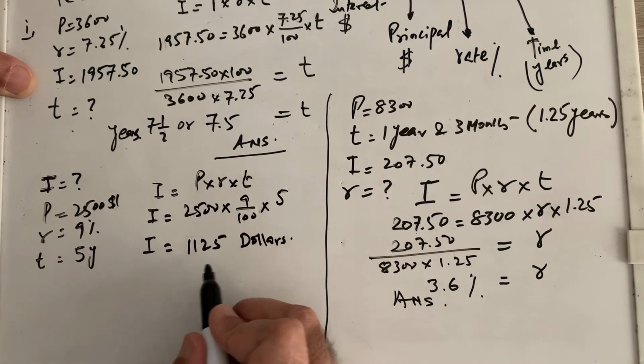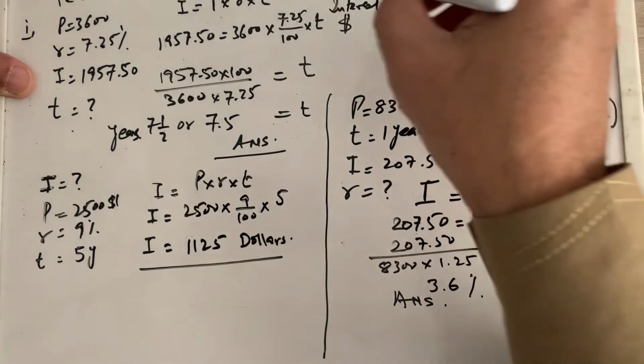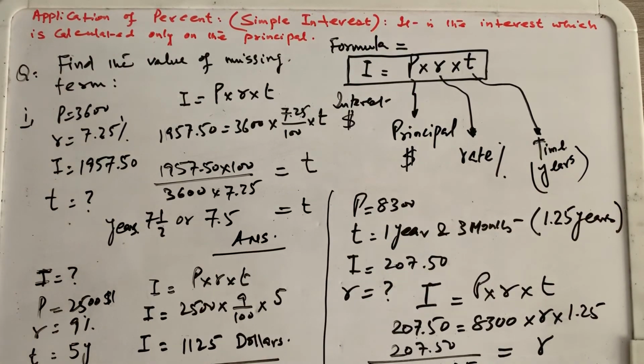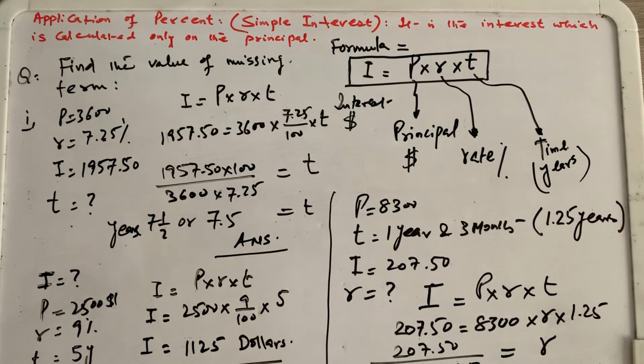So in any case, I is equal to P times R times T, 4 variables. If any 3 of the variables are given, we need to calculate the 4th variable. This question is called find the missing value or missing terms. So they did not provide you the formula. If they narrate it in terms of a word problem, you have to figure out what your P, the principal, the rate, and the time are to calculate interest.